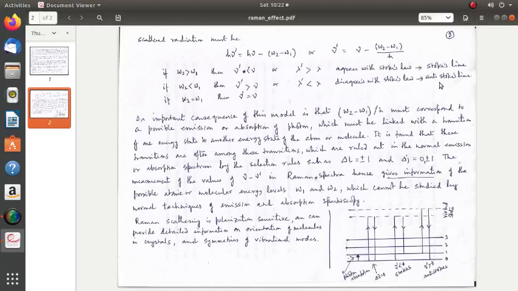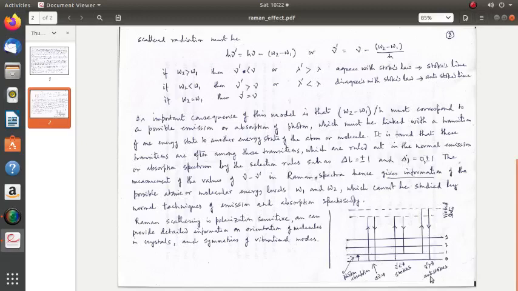Okay, now Raman scattering is also polarization sensitive. So we can get information regarding the polarization. One can provide detailed information on the orientation of molecules in crystals, how in a crystal the molecules are oriented, and also various symmetries of the vibrational modes of the molecules and atoms.